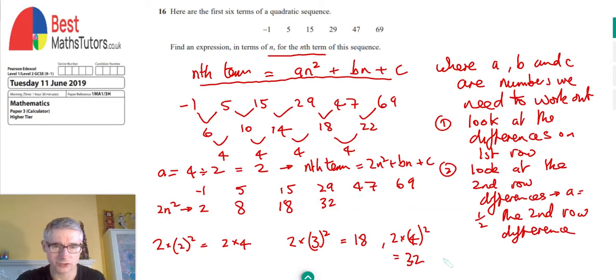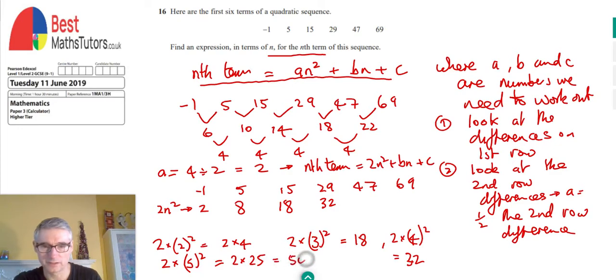I'll do the next one as well. So for the fifth position, we've got 2 times 5 squared. So for that, we'd get 2 times 25, and that would equal 50. For the next one, we've got 2 times 6 squared. 6 squared is 36. 2 times it would be 72. So we can see what we've got.